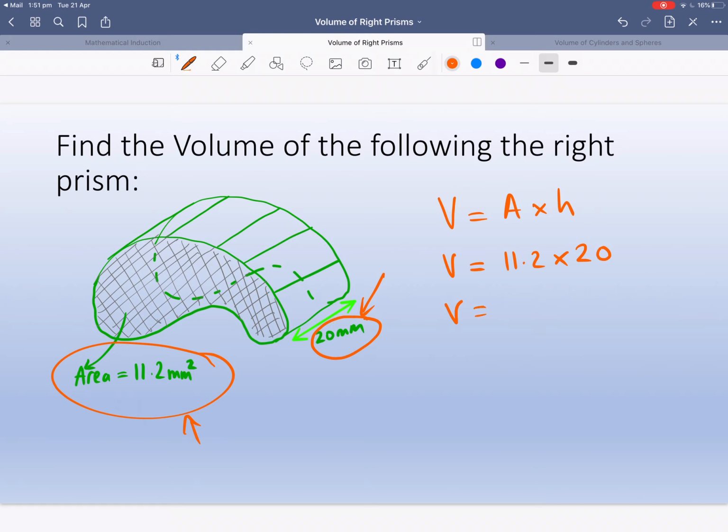And yeah, it's just calculator work: 11.2 times 20, and we get 224. Our units, remember, really careful, they're millimeters. So it's going to be millimeters, and they're going to be cubed. It's really because it's volume. Our answer is always going to be in cubed.